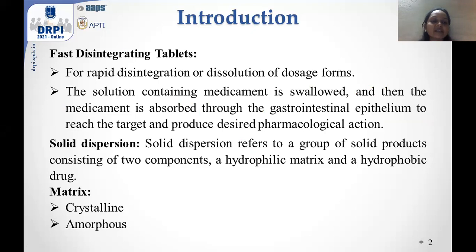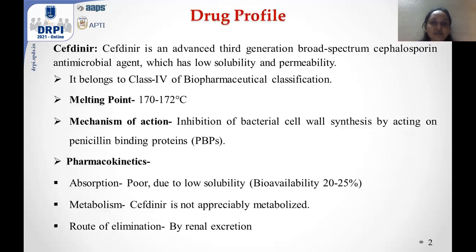So what mainly does it contain? The solution which contains the medicament is swallowed first, and then the medicament is absorbed through the gastrointestinal epithelium to reach the target site and to produce the desired pharmacological action. Then the solid dispersion refers to a group of solid products which consist of two components. First is the hydrophilic matrix and another is the hydrophobic drug. This hydrophilic matrix can be found in two forms. First is the crystalline and another is the amorphous form.